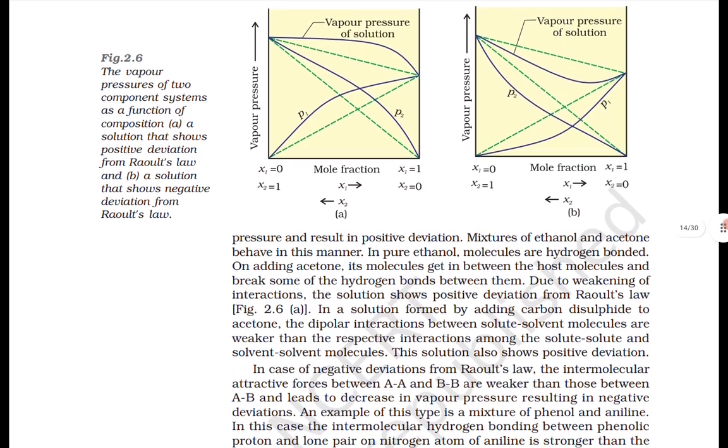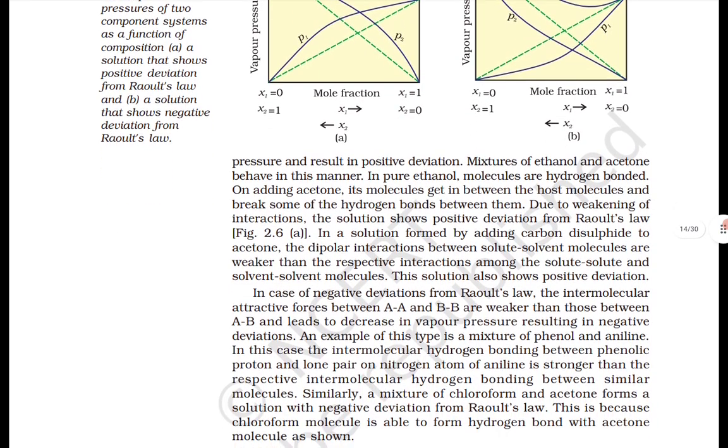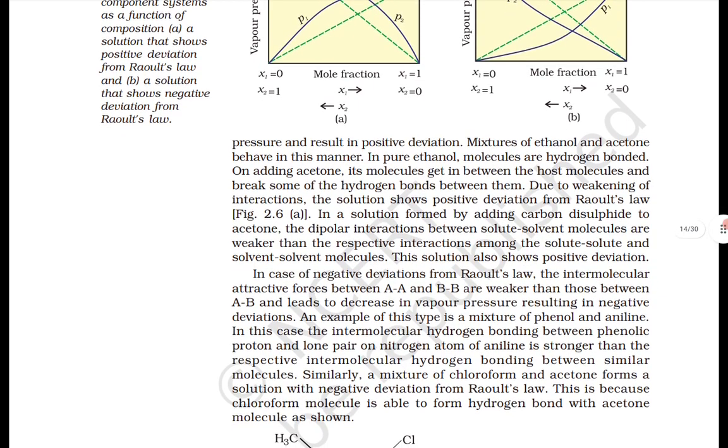Mixtures of ethanol and acetone behave in this manner. In pure ethanol, molecules are hydrogen bonded. On adding acetone, its molecules get in between the host molecules and break some of the hydrogen bonds between them. Due to weakening of the interaction, the solution shows positive deviation from Raoult's law.